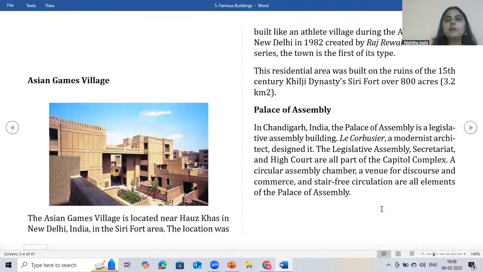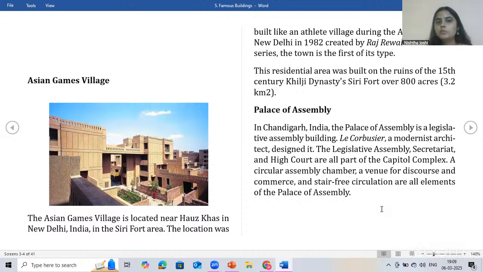The first famous monument that I want to discuss with you is the Asian Games Village. I won't say it is a single building, but it's an entire site about which questions have been asked many times. You can see an image of some portion of the Asian Games Village on the left side of your screen.